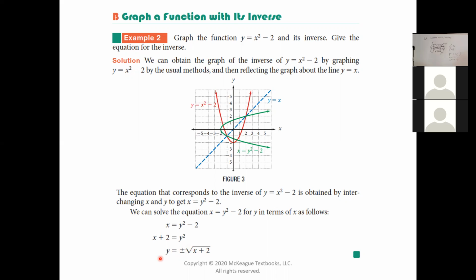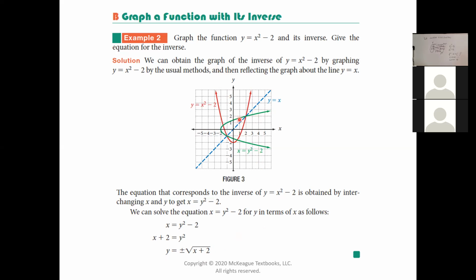And the problem with graphing this inverse function now, which is plus or minus square root of x plus 2, which would be this green parabola opening to the right in the xy plane, is that this relation in mathematics is not even a function because it fails to pass the vertical line test. And that's a big problem, all right?